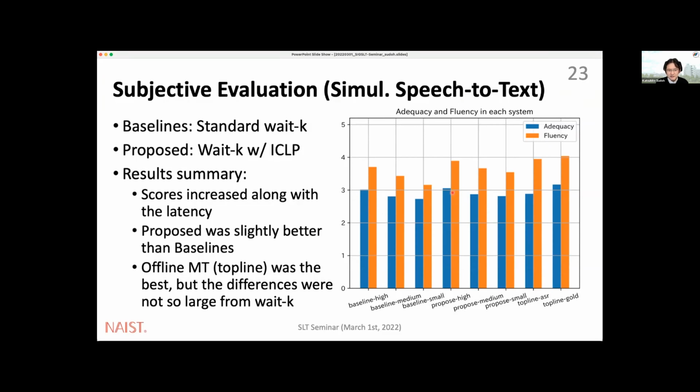And the adequacy and fluency results are quite good, I think. So this is a top line ASR. This is a system using the ASR results but offline translation. And the rightmost one is using the gold standard transcription with offline translation. So the difference is not so large, I think.